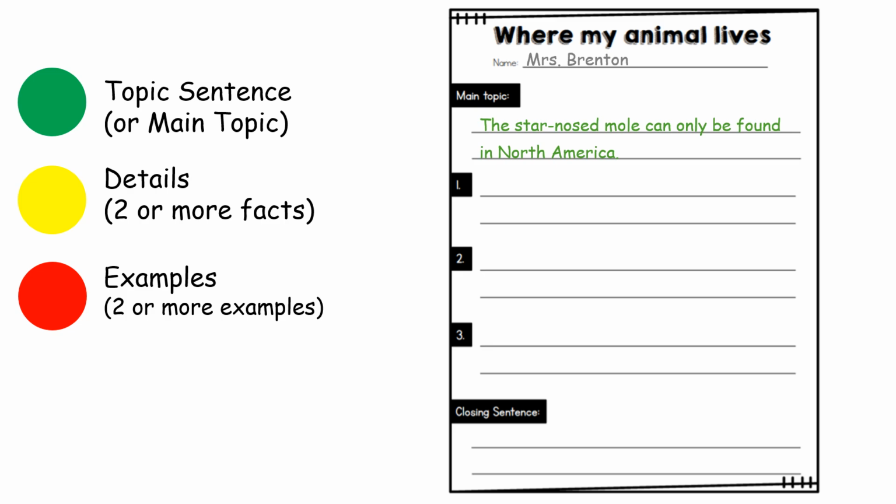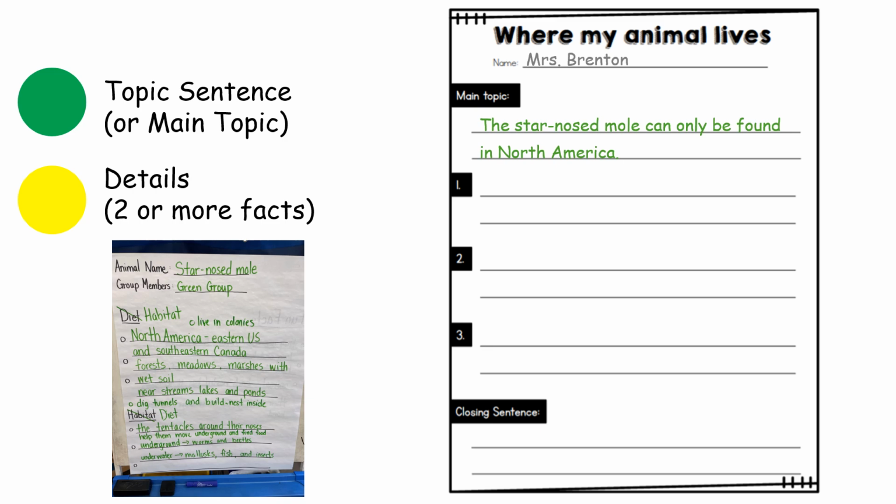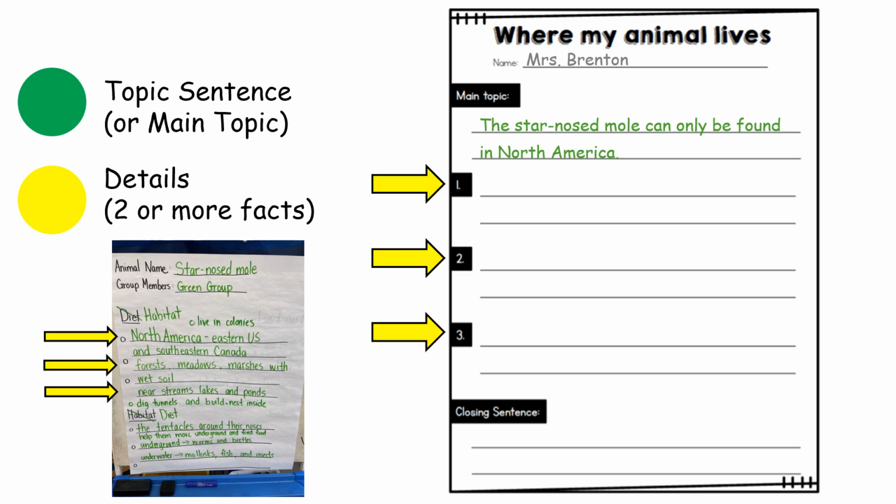So to do this, let's focus just on the details for now. The details are the facts that we collected. We took notes on our animals, we researched them, and we found out all kinds of cool stuff. I want you to put the details that you put on your research paper onto the detail place in this graphic organizer. So one of your dots will be your detail 1. One of your dots will be your detail 2. One of your dots will be your detail 3.